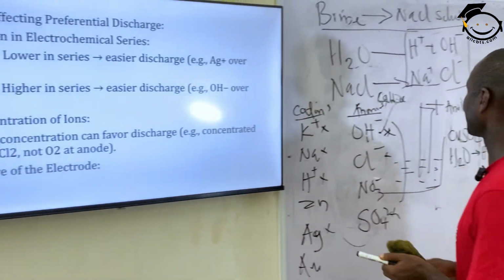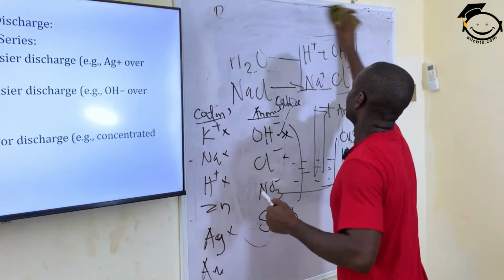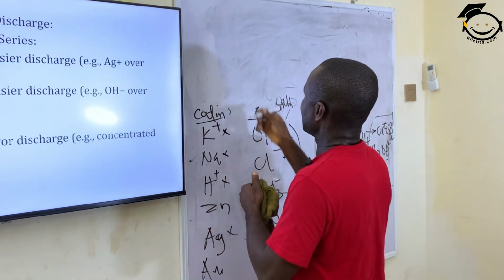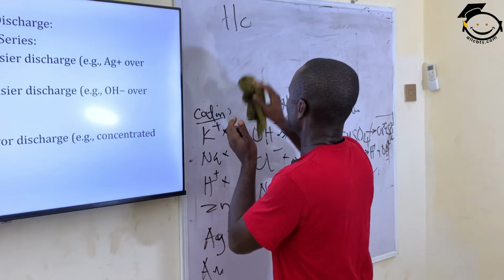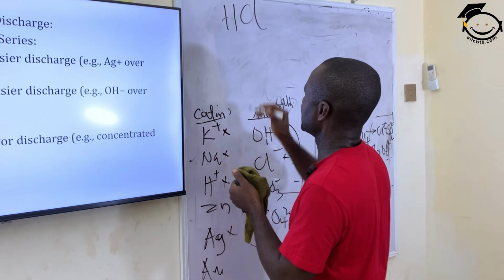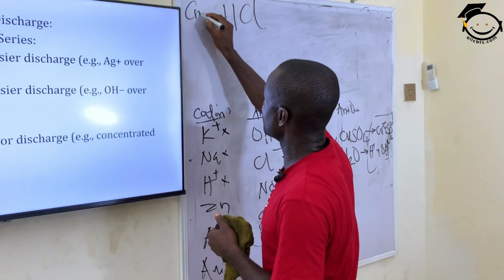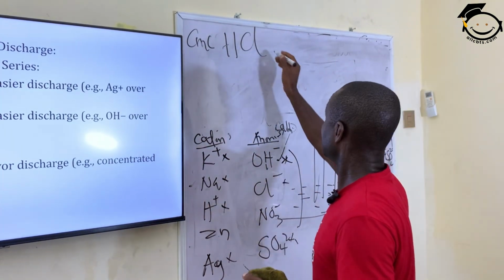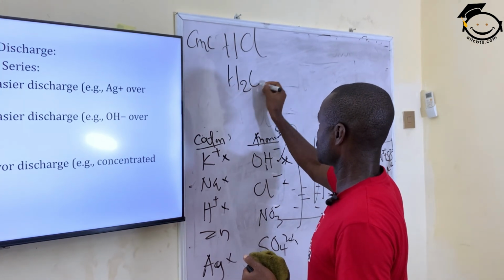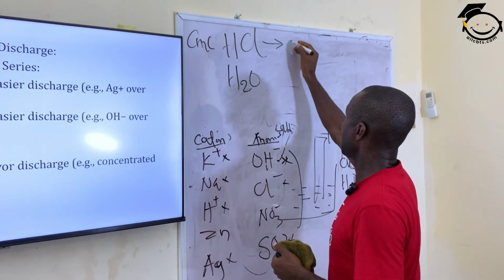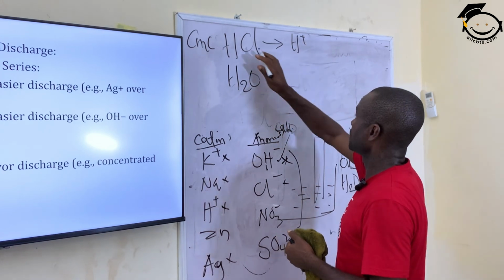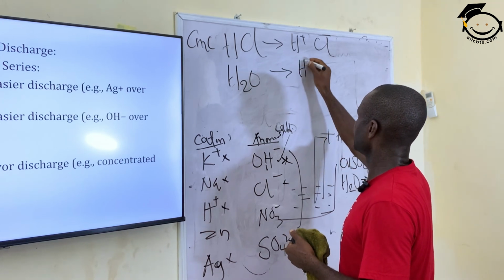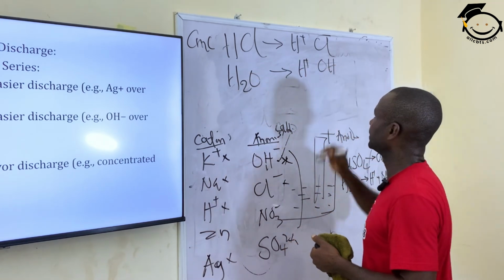You get what I'm saying? If we have a solution of concentrated HCl as the electrolyte, we have electrolysis of concentrated HCl. What are the ions that are present? HCl and water. I told you it's a solution. Four ions must be present. We have HCl, which discharges to hydrogen and chloride. Then we have hydrogen and hydroxide.